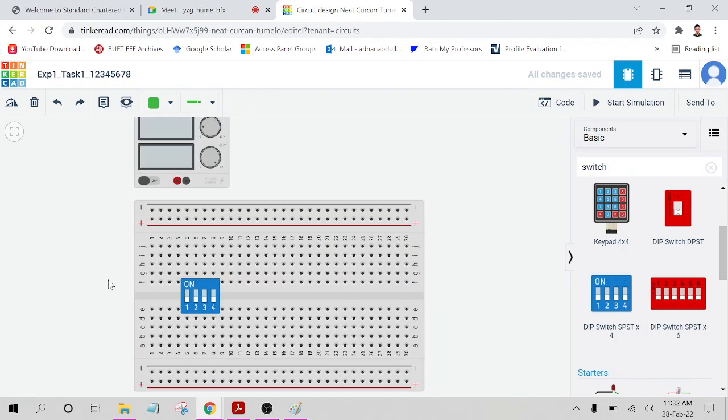Is everyone okay? Yes sir. Okay, so the summary is we have to place the switch in the middle of the breadboard.